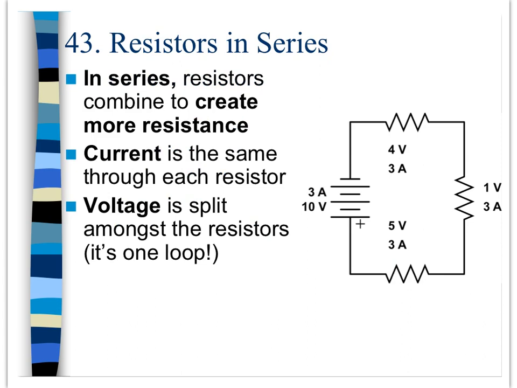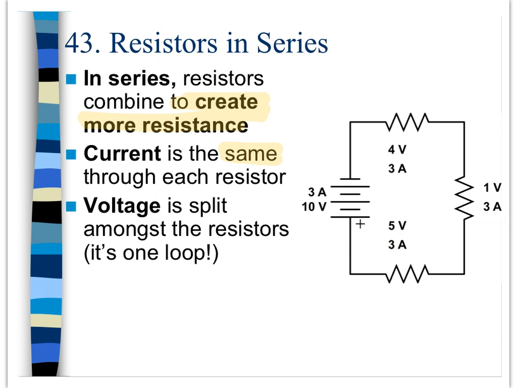Let's talk conceptually about how current, voltage, and resistance work in a circuit. So the first thing is, in series, resistors combine to create more resistance. As we add additional resistors, it increases the total resistance of our circuit. Current is the same through each resistor, and that's because we have no junction. So the current that leaves the battery, which in this case is 3 amps, goes through this resistor, and this resistor before coming back around. They all get 3 amps as we see.